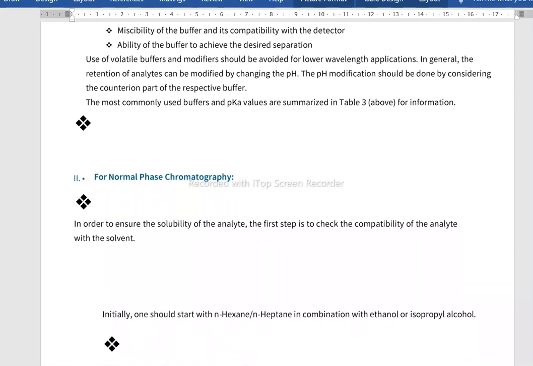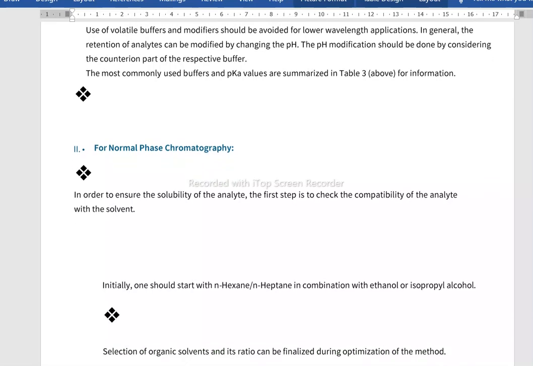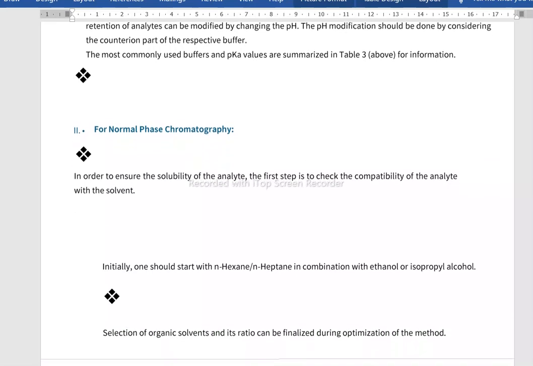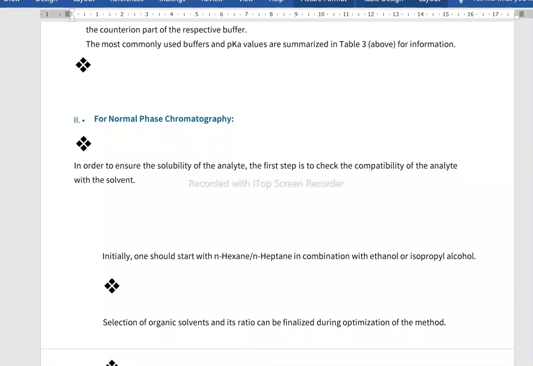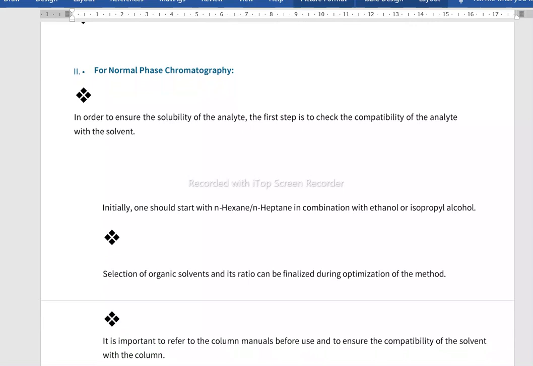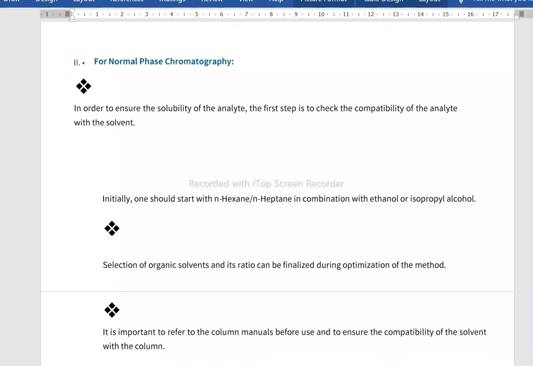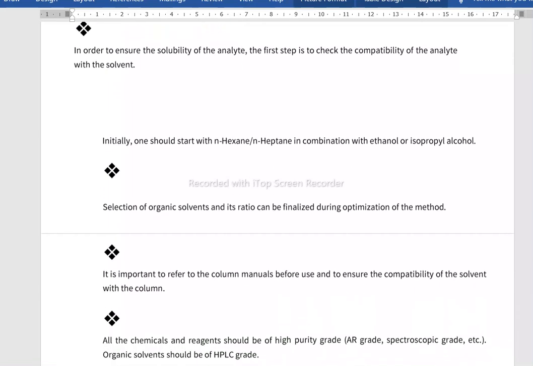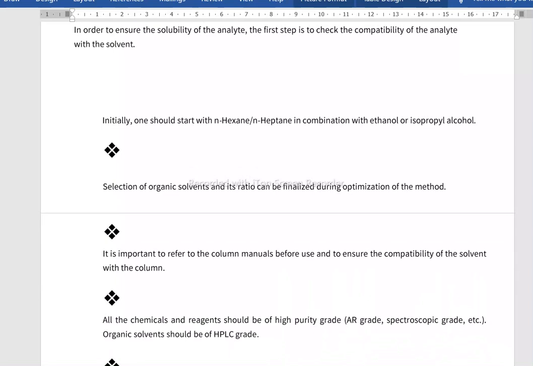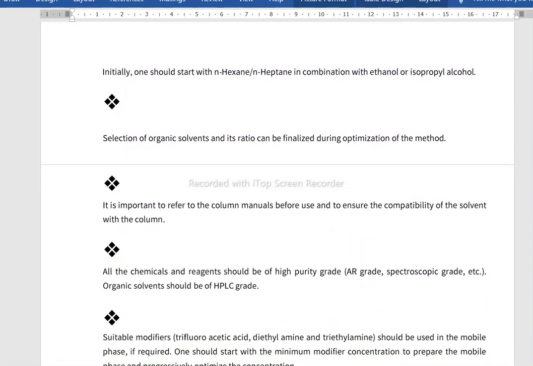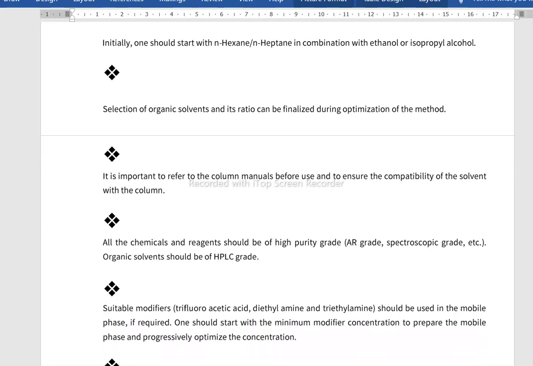In normal phase chromatography, in order to ensure the solubility of the analyte, the first step is to check the compatibility of the analyte with the solvent. Initially, one should start with n-hexane and n-heptane in combination with ethanol or isopropyl alcohol. Selection of organic solvent and its ratio can be finalized during the optimization of the method. It is important to refer to the column manual before use and ensure the compatibility of the solvent with the column. All the chemicals and reagents should be of high purity grade, AR grade, spectroscopy grade, etc. Organic solvent should be of HPLC grade.